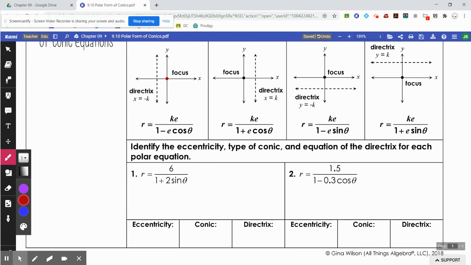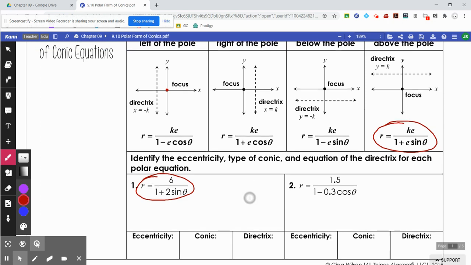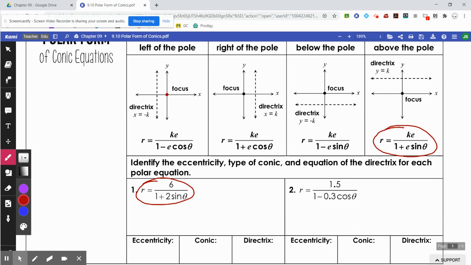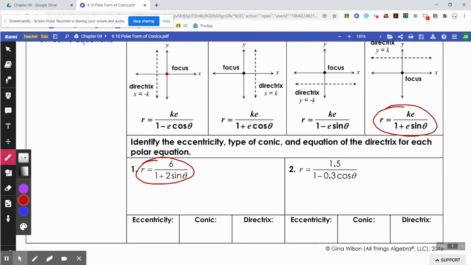Number one, let's identify the eccentricity, the type of conic, and the equation of the directrix for each polar equation. Each of these equations represents all of your different conics based on whatever that E value is. So let's first match up. r equals 6 over 1 plus 2 sine theta would match up with this right here. Now let's figure out what our eccentricity is. I want to list that this would be above the pole.